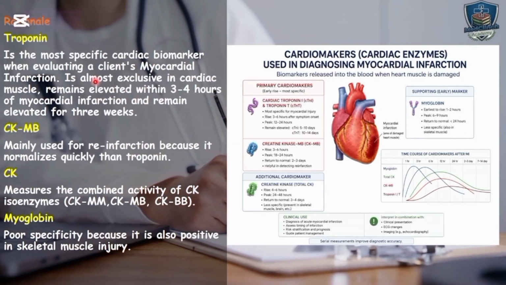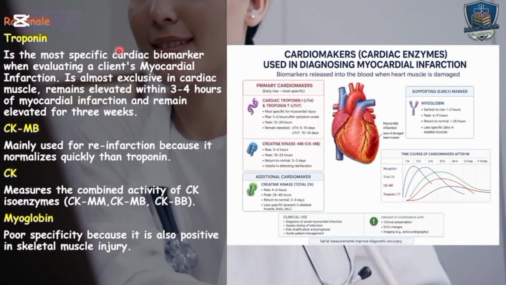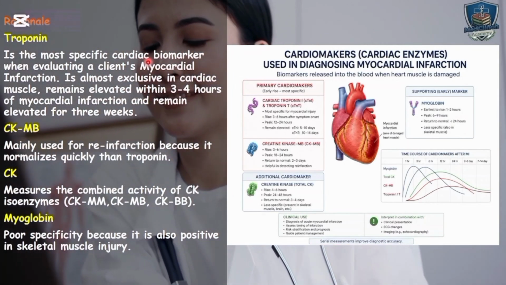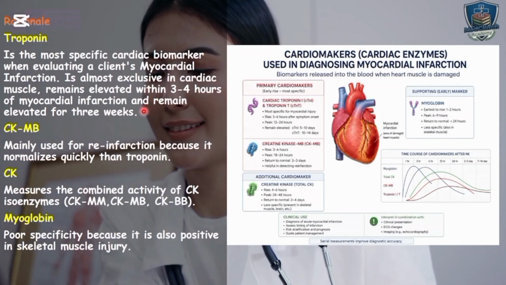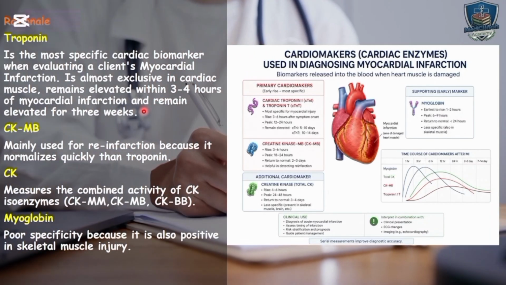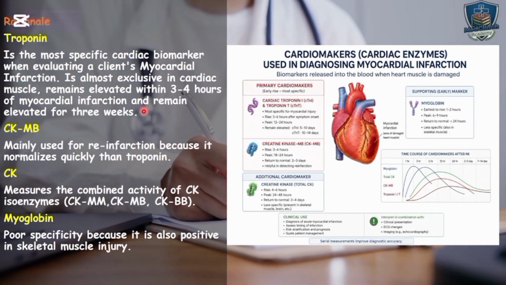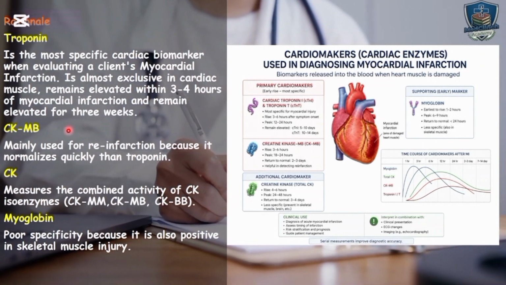So that's what makes troponin the best biomarker, because number one, it's specific to the cardiac muscle. Number two is that it remains elevated for a longer period of time. That means that even if the diagnosis is delayed, we can still find the elevation of troponin in blood.